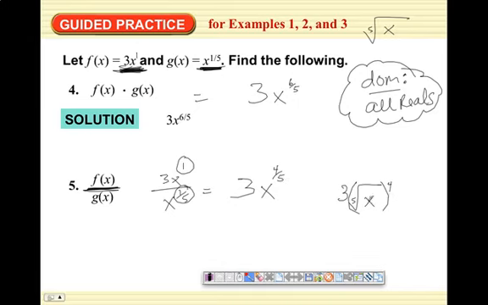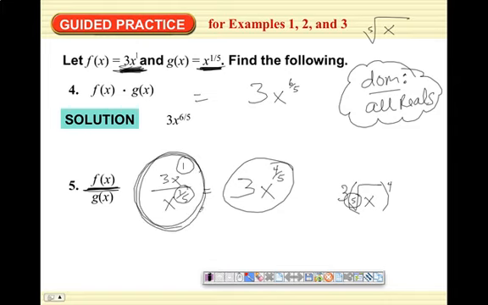What could x not be? X could be 0. X could be positive. X actually could be negative. Why? Because the index is odd. X could be negative. That means if you were just looking at this, it's actually all real numbers. But if you go back to the original, which I keep telling you to do, what can't x be down here? The denominator cannot equal 0. So if x was 0, the denominator would be 0. You cannot divide by 0.